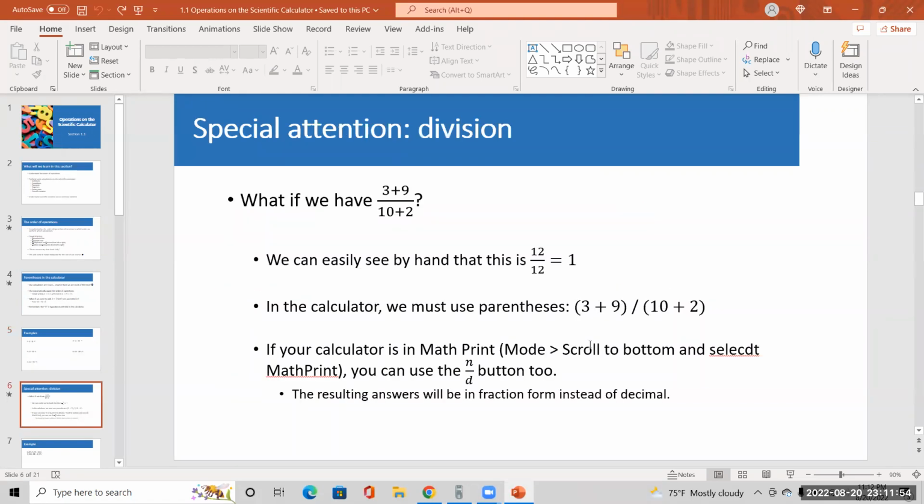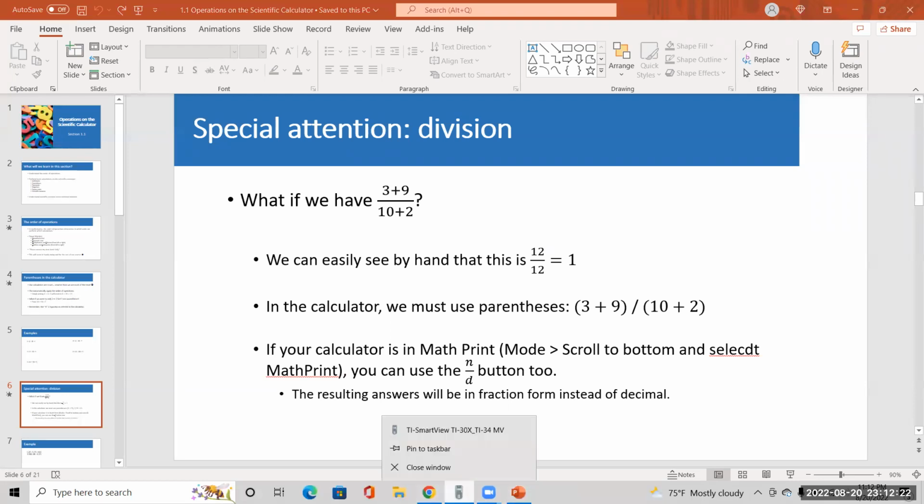Now, we have to be really careful with division here. If we have 3 plus 9 in our numerator and 10 plus 2 in our denominator, then that's pretty easy to see by hand that we have 12 on the top and 12 on the bottom, so we're going to get 1. In the calculator, though, be sure you use parentheses. Put your entire numerator on top and divide by your entire denominator on the bottom, okay?